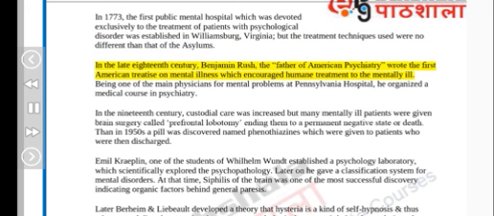In the late 18th century, Benjamin Rush, the father of American psychiatry, wrote the first American treatise on mental illness, which encouraged humane treatment of the mentally ill. Being one of the main physicians for mental problems at Pennsylvania Hospital, he organized a medical course in psychiatry. In the 19th century, custodial care increased, but many mentally ill patients were given brain surgery called prefrontal lobotomy, leaving them in a permanent negative state or dead.